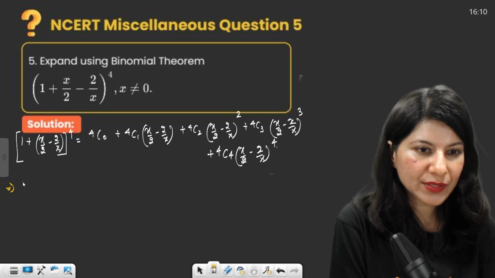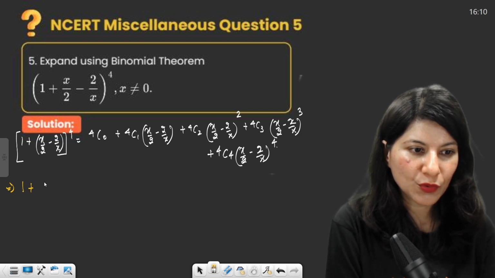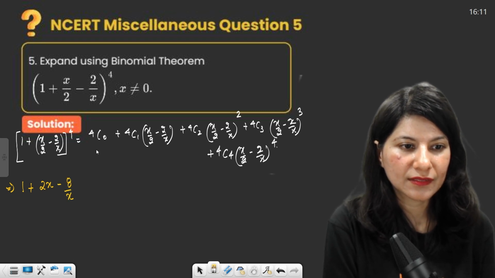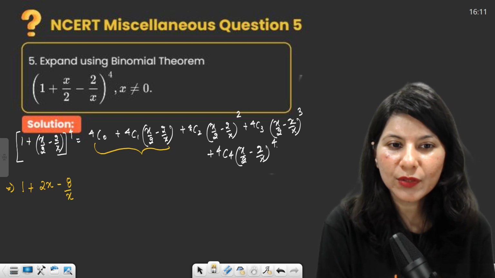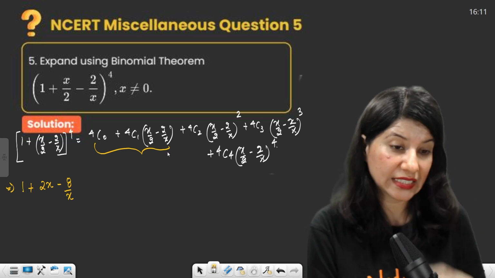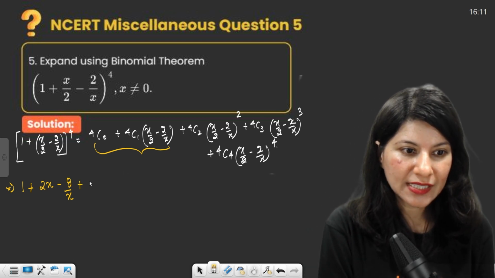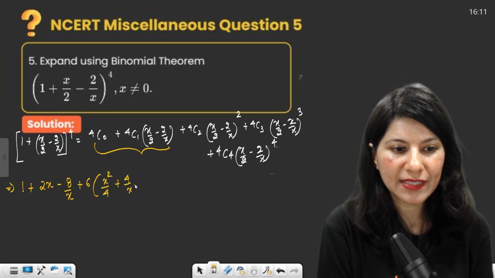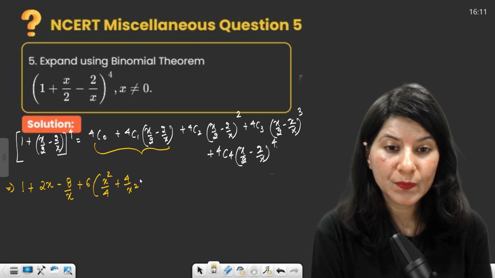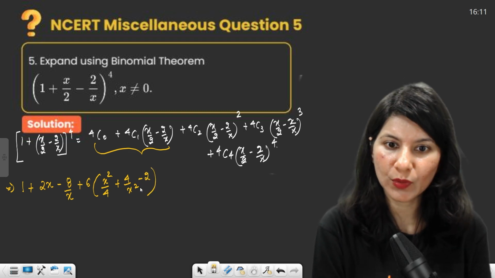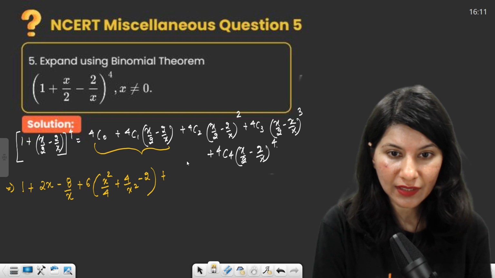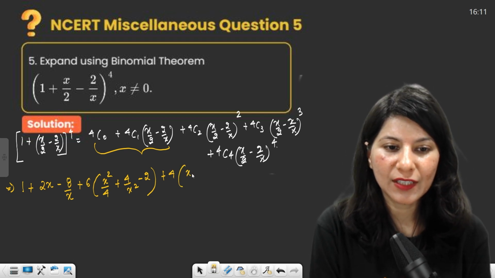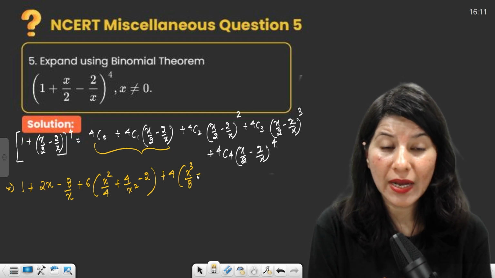Now 4c0 is 1, plus 4c1 is 4, so 4x by 2, 2x minus 4 times 2 is 8 by x. This is sorted. 4c2 is what? 6. So plus 6 x square by 4 plus 4 by x square minus 2. Okay. Plus then 4c3, 4c3 is 4 only. So cube of this, a minus b whole cube, a cube minus b cube.